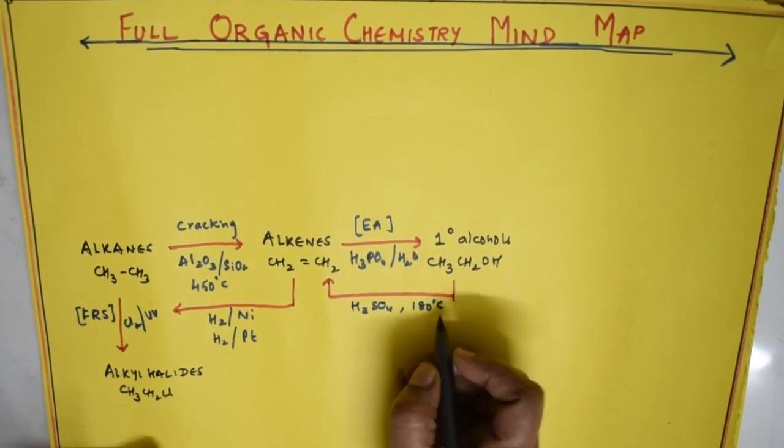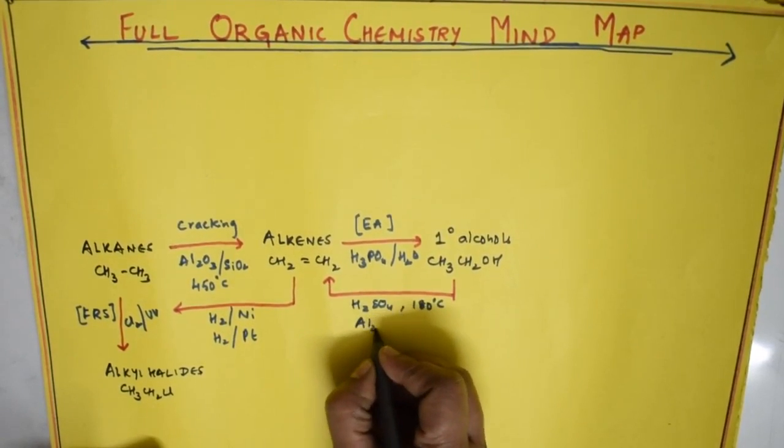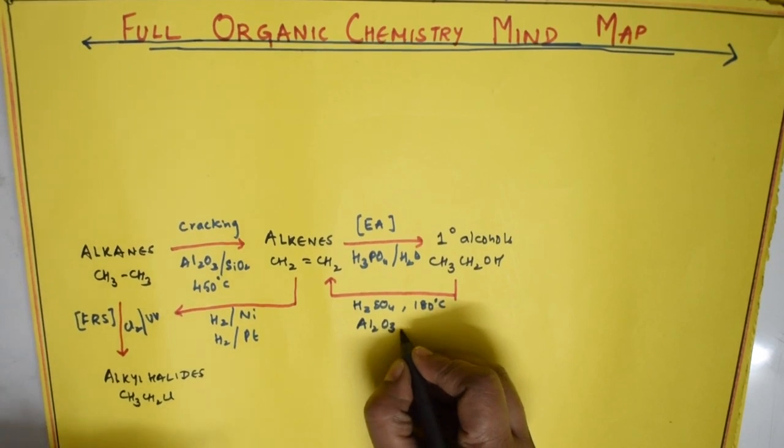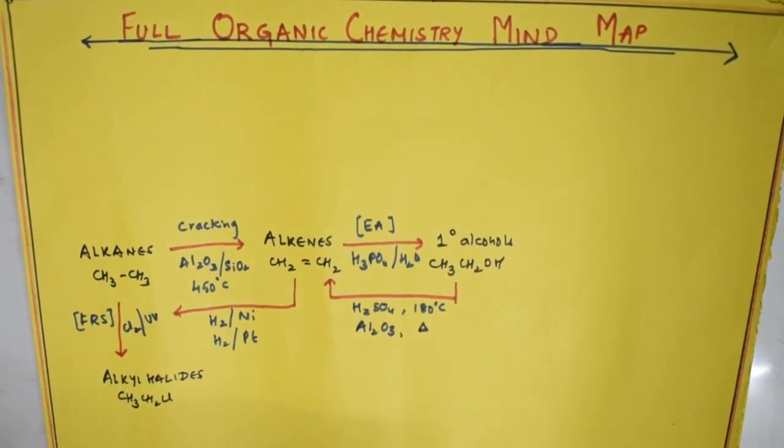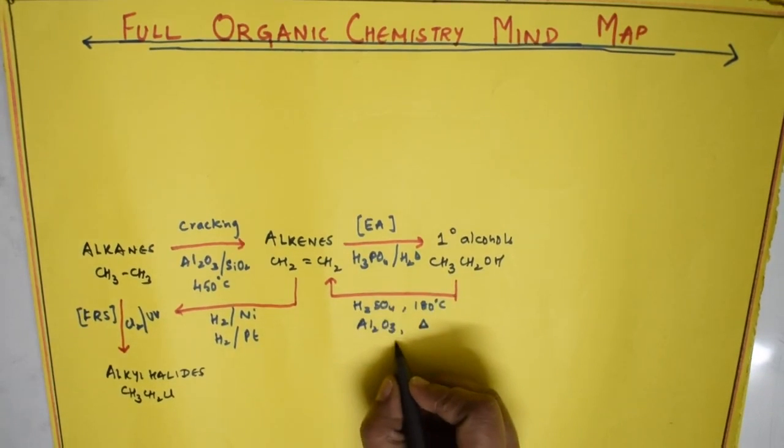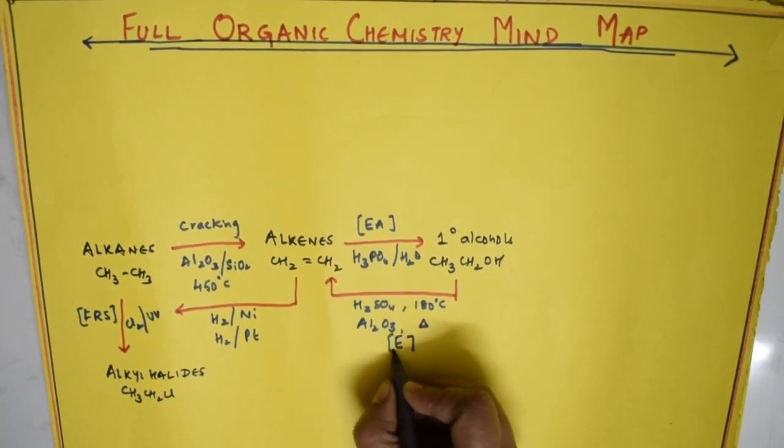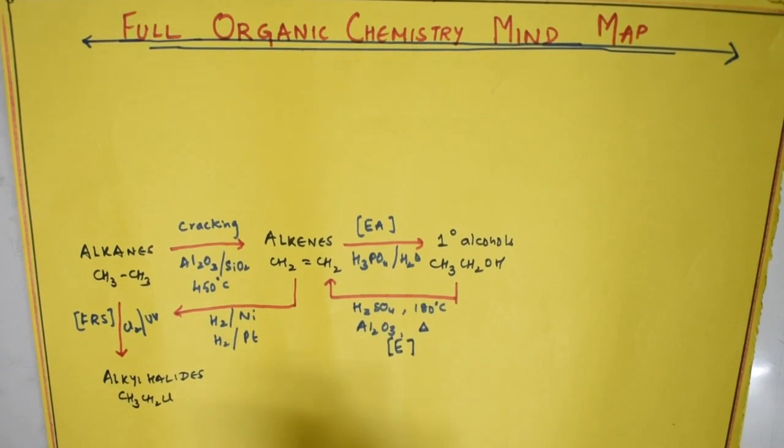180 degrees centigrade, or you can also use Al2O3, or you can heat it and you will get that, right? So what is this process? Basically the process which is happening is capital E. What is capital E, students? It is elimination that is happening. So we are going to do elimination here. This is fine? Yes. So this part is over.